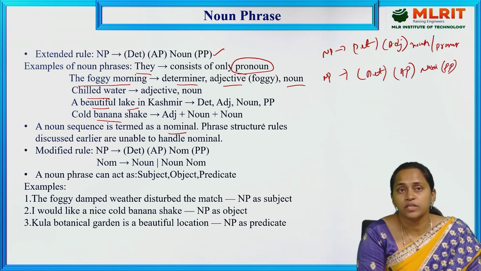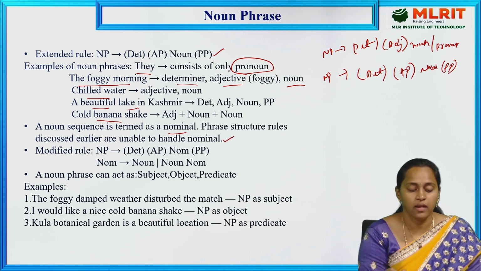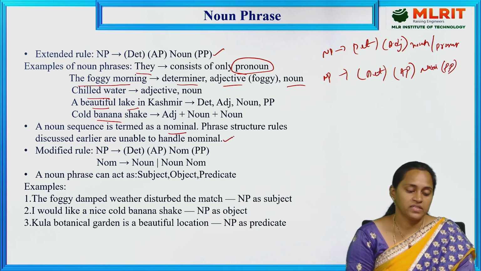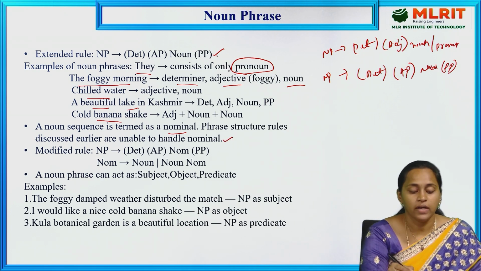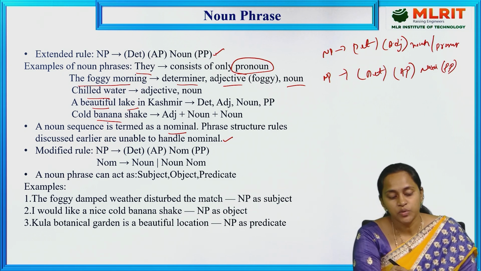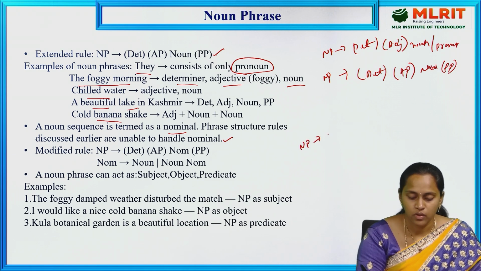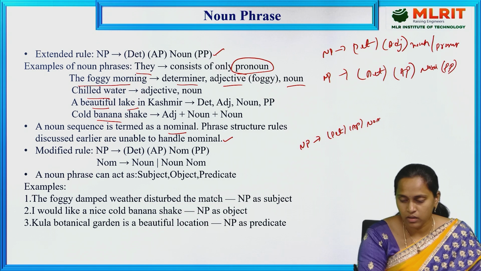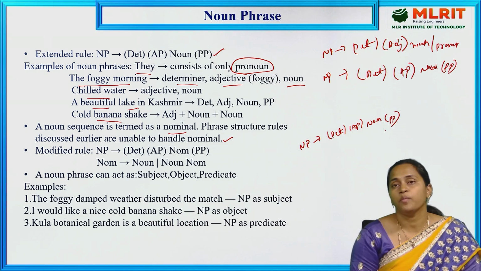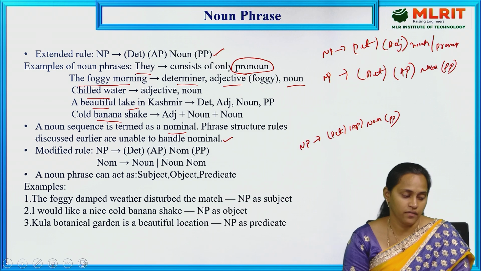The phrase structure rule discussed earlier is unable to handle the nominal. So previously we discussed the phrase structure rule. It cannot handle nominals. So we are rewriting the modifier rule for the noun phrase to determiner, and here we are adding the nominal. We are rewriting this rule a second time.